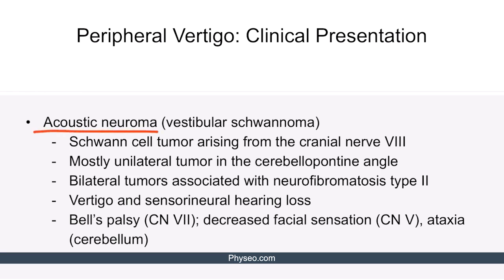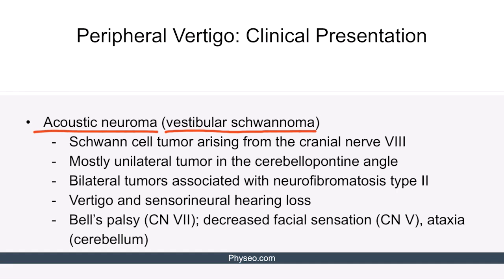Acoustic neuroma, also known as vestibular schwannoma, is the Schwann cell tumor arising from the cranial nerve 8. Acoustic neuroma is a mostly unilateral tumor in the cerebellopontine angle. Importantly, bilateral vestibular schwannomas are associated with neurofibromatosis type 2.